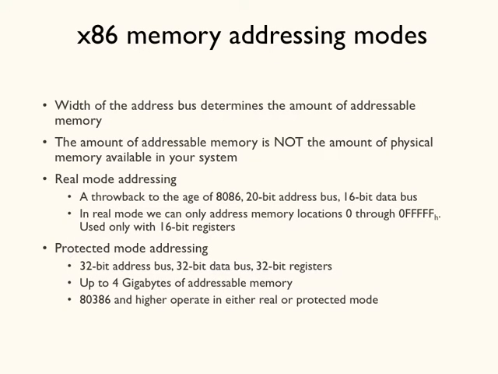So besides the registers, another thing we need to understand is the memory addressing mode. Basically, the address bus determines the amount of addressable memory. Like in the very early version of Intel architecture, the 8088, the registers were only 8 bits. I think even though the registers were 8 bits, the memory addressing was 16 bits.